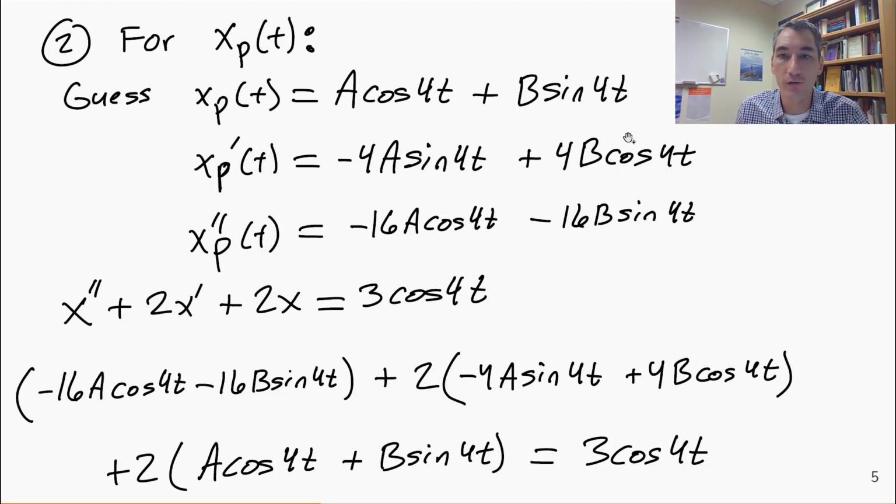We take the first derivative, we take the second derivative, and then we put the second derivative in here. We take the first derivative, put it in here. We take the function, put it in here, and we see, can we get that to equal 3 cosine of 4t? If we pick A and B correctly, we will be able to. So here's x double prime plus 2x prime plus 2x equals 3 cosine of 4t.